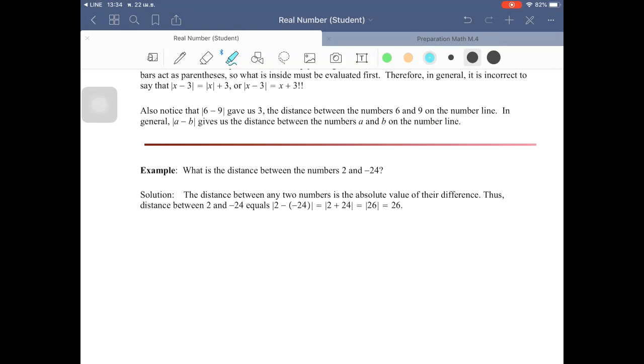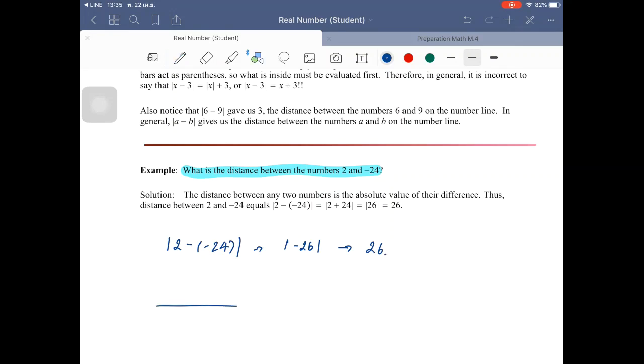Okay, next one, what is the distance between 2 and negative 24? When you want to find the distance from point A to point B, you do subtraction. So firstly, absolute, subtract with negative 24 here. So the answer will be absolute negative 26. So the distance between these 2 points is 26 units.